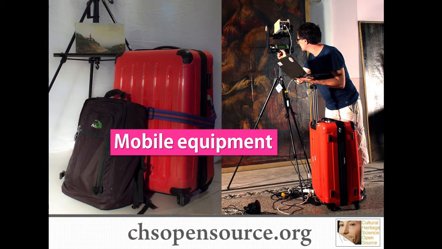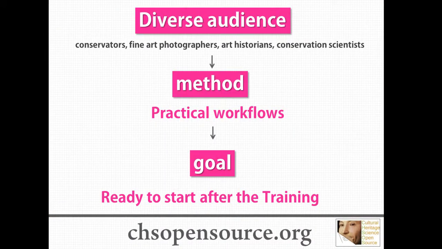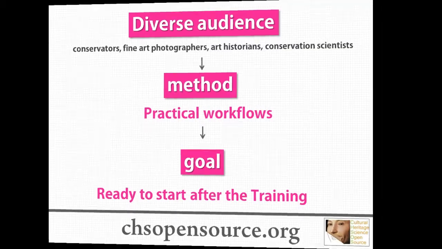And then we have trainings. That's actually the main way we are diffusing these technologies. They are aimed at a very diverse audience: conservators, fine art advisors, photographers, art historians, conservation scientists, so scientists who are devoted to these fields. The idea is to have a specific practical workflow. So we show how to do UV fluorescence. We don't bother with the physics of the UV fluorescence phenomenon. So it's aimed at a very wide audience. And the goal is that after the training, the institution or private professional is willing to start operating this machine and introduce this workflow in their practice.